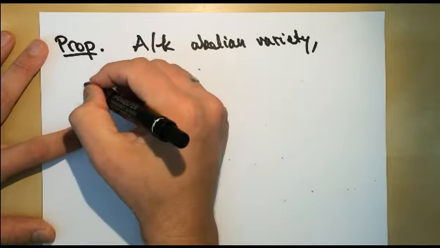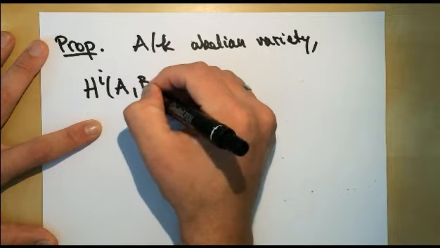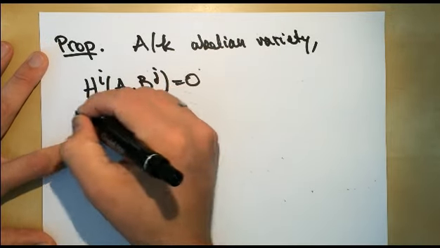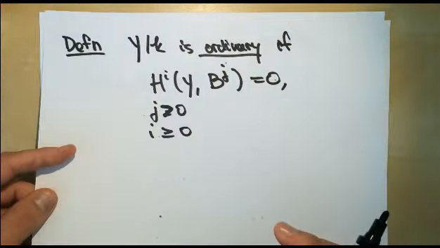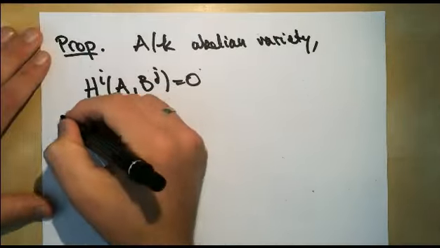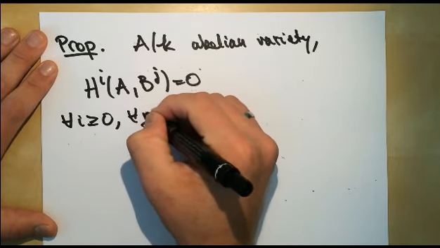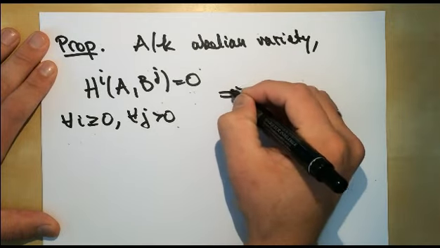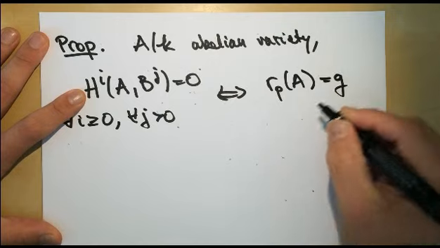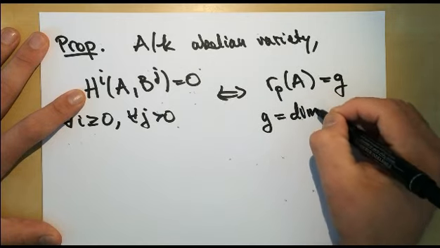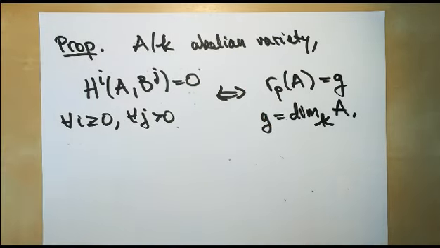So the thing that I want to prove is that H^i(A, B_j) is equal to 0 for all i bigger than or equal to 0 and all j bigger than 0, if and only if the p-rank of A is g. g is going to be the dimension again. g is the dimension of A. Okay, so this is what we have.